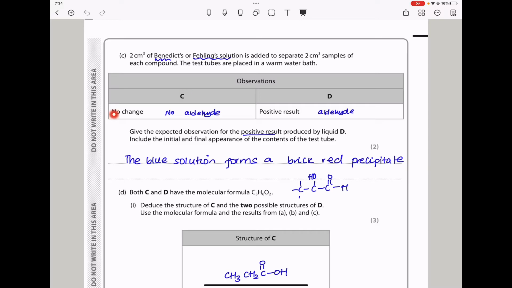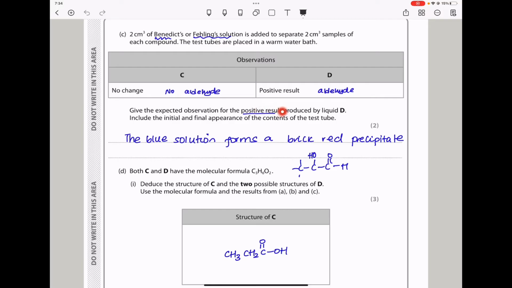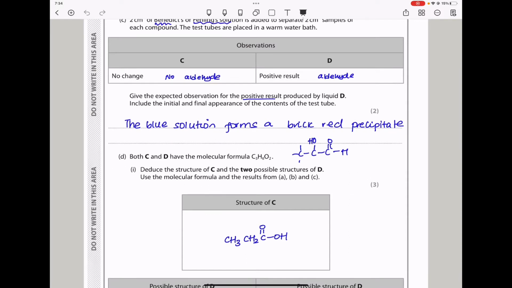Now with C, there is no change, meaning there is no aldehyde. In D, there is a positive result, meaning there is an aldehyde. So we know C is a carboxylic acid, but D is an alcohol, which is also an aldehyde. And next they say give the expected observation for the positive result produced by liquid D. They want you to include the initial and final appearance of the contents of the test tube. The observation is that a blue solution forms a brick red precipitate. This is because there is oxidation of the aldehyde to a carboxylic acid.